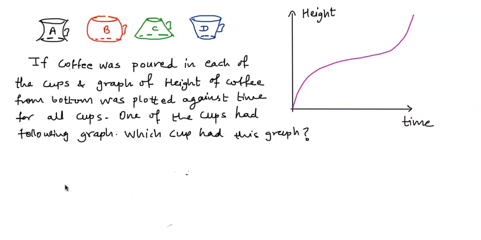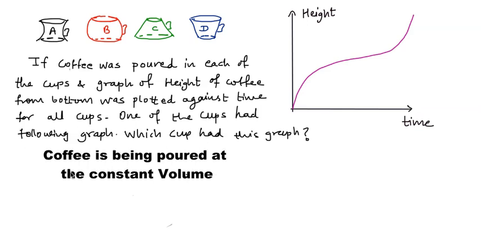A few days ago, we asked a calculus question which was as follows. If coffee was poured in each of the cups, as shown, there are 4 cups, and a graph of the height of coffee from the bottom was plotted against time for all the cups. One of the cups had the following graph, as given. So which cup had that kind of graph? Height was measured from the bottom.